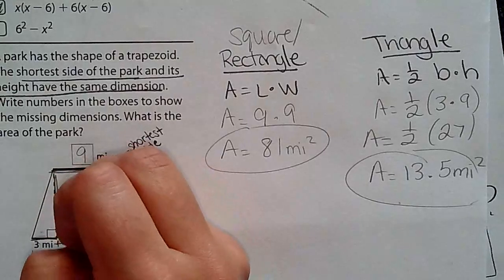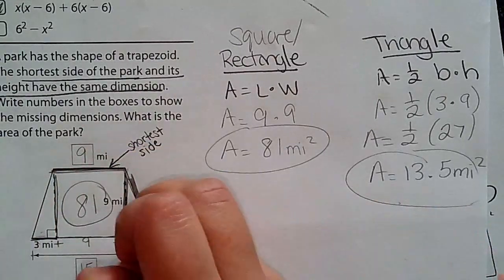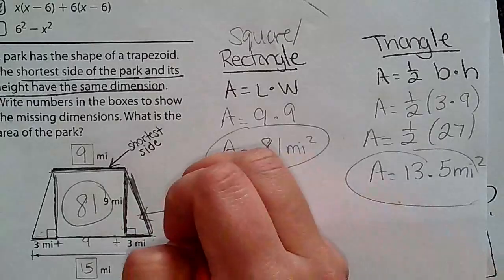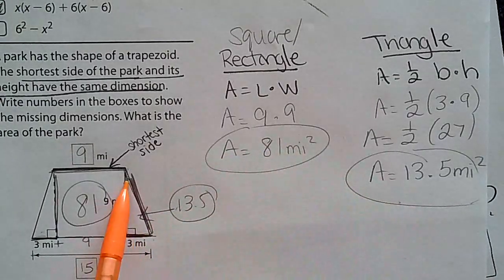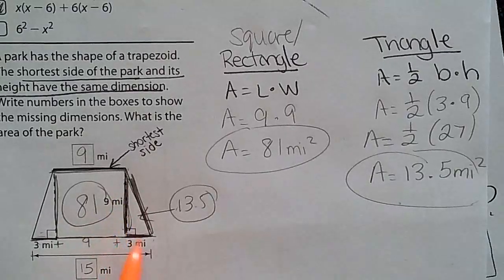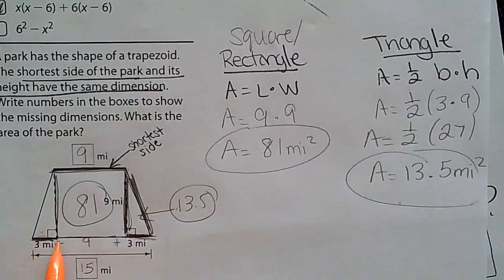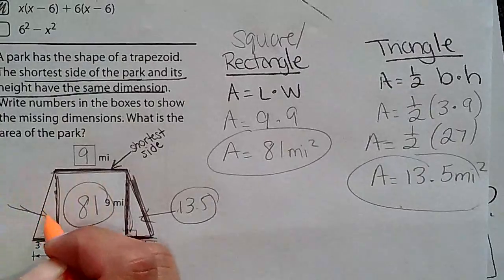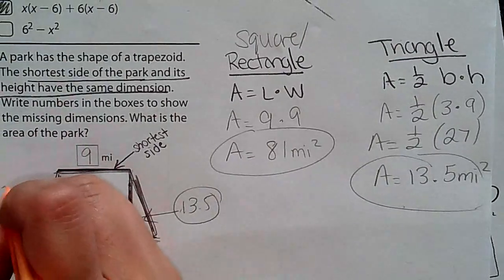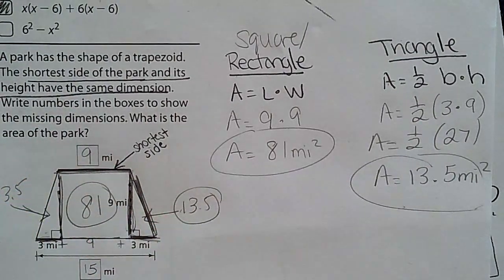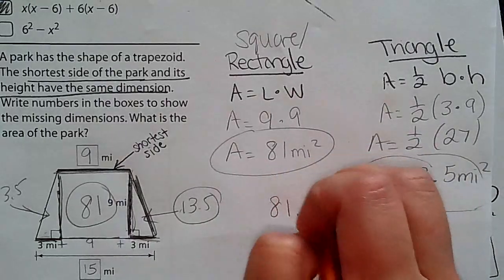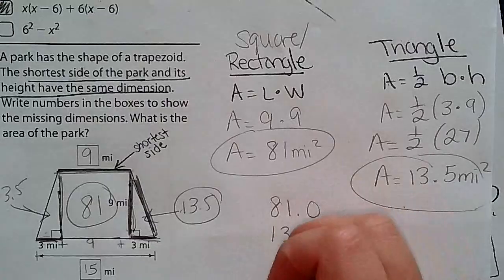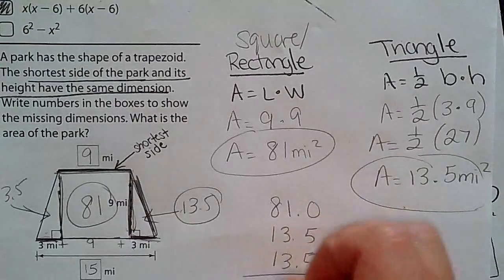So the area of the square is 81. The area of the triangle on the right is 13.5. And because these dimensions, 9 and 3 are the same as these dimensions, we know that the area of the left triangle is also 13.5. So we add them up. 81 plus 13.5 plus 13.5.